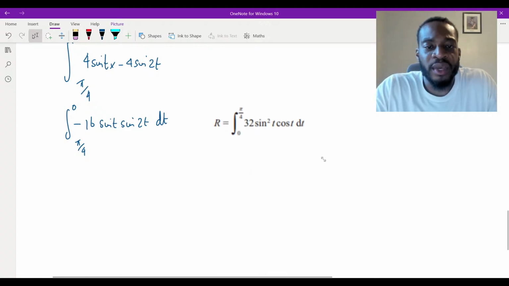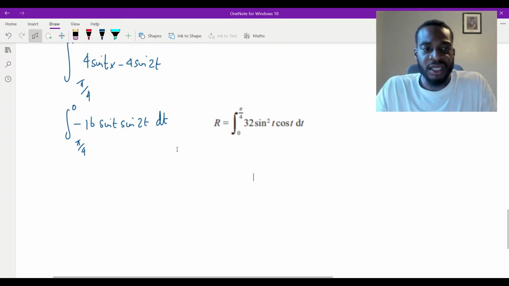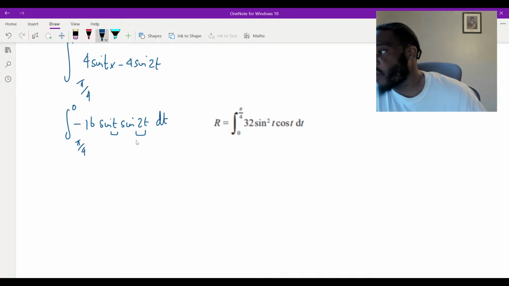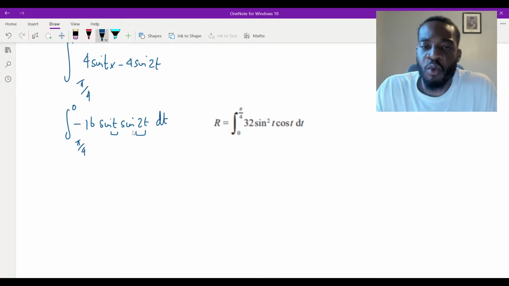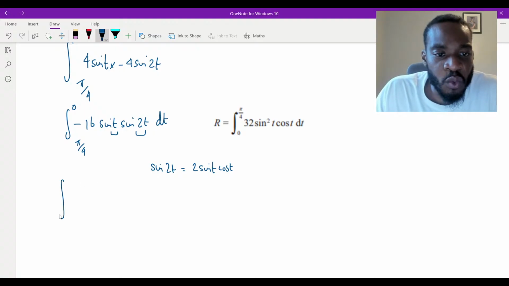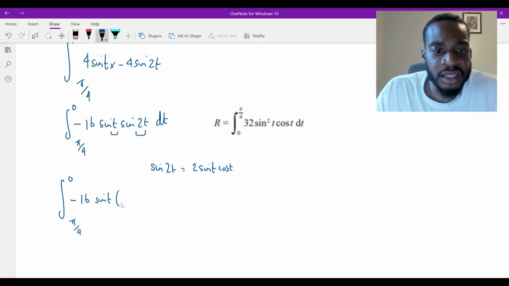Well, firstly, what we can do is get the angles to be the same argument. So we've got t and we've got a 2t there. Immediately, guys, double angle formula. What formula comes to mind when you see these? Sine 2t, remember, is equal to 2 sine t cos t. So we can replace that so it becomes 0 pi over 4, like that, minus 16 sine t, and then it's going to be 2 sine t cos t, like that, dt.